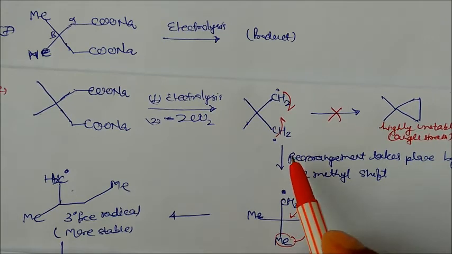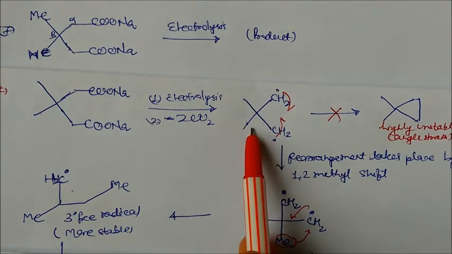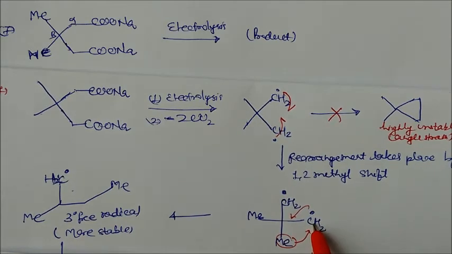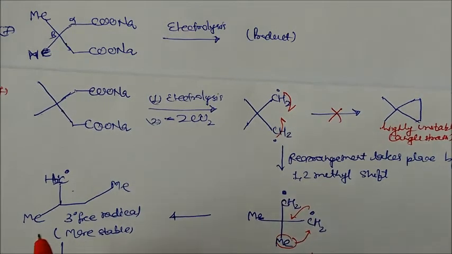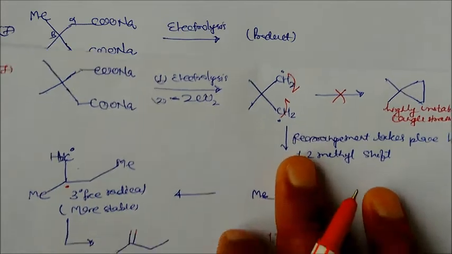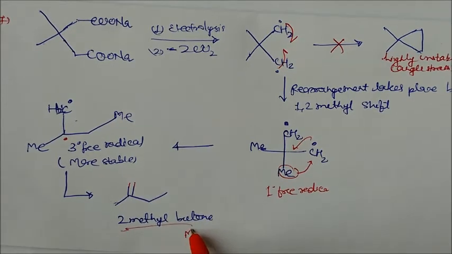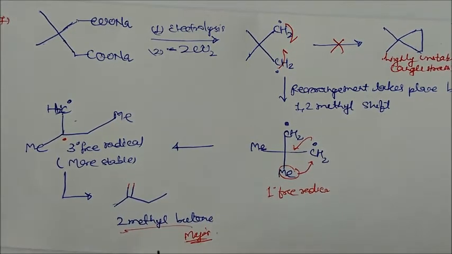So what will happen? Rearrangement will take place. So this is a 1,2 methyl shift. So methyl will shift to this side. When methyl shifts to this side, what will happen? This free radical will come to this side. So you can see here, when this free radical comes to this side, this is a tertiary free radical, which is more stable than this one. The 2 free radicals will join together, and this will form this compound. So this compound is your 2-methylbutane. So ultimately this is our major product. So this is the answer of this question.